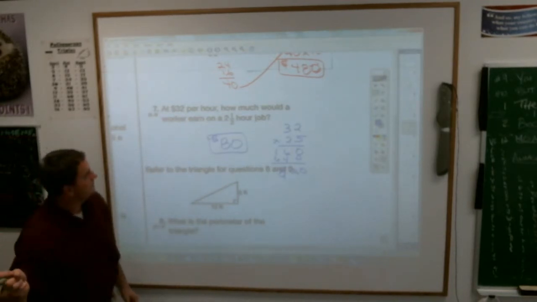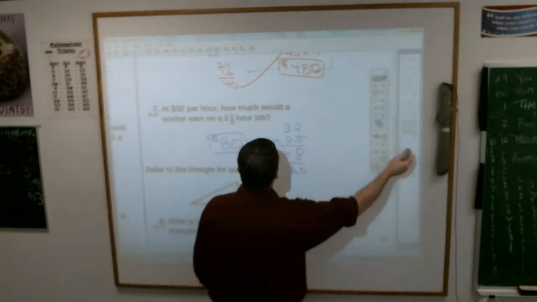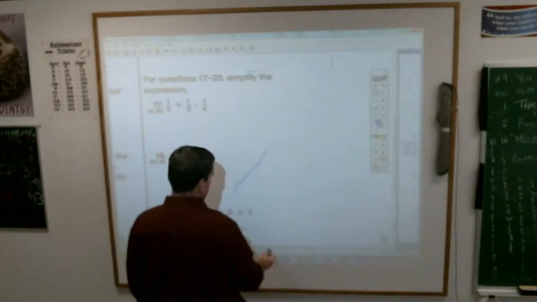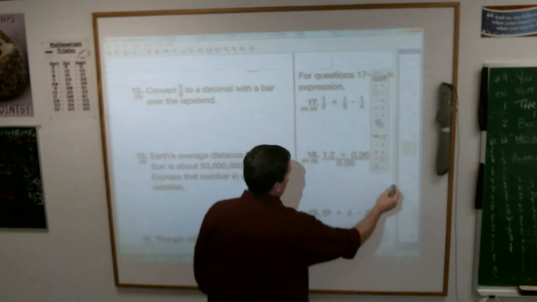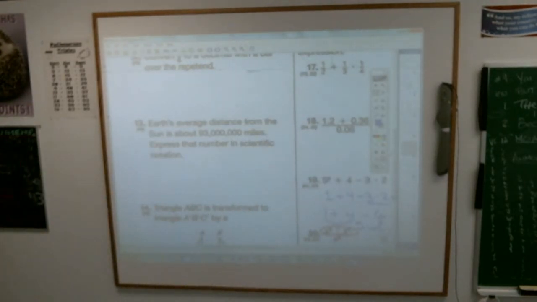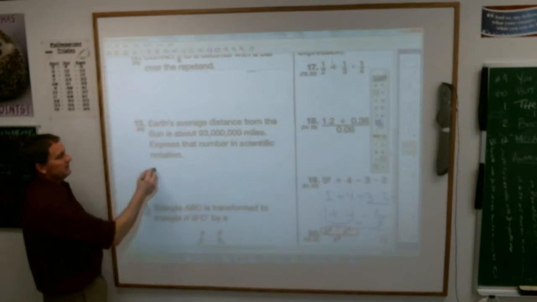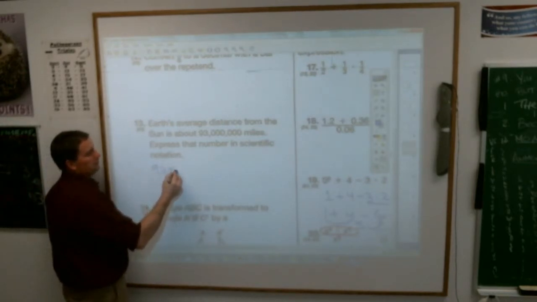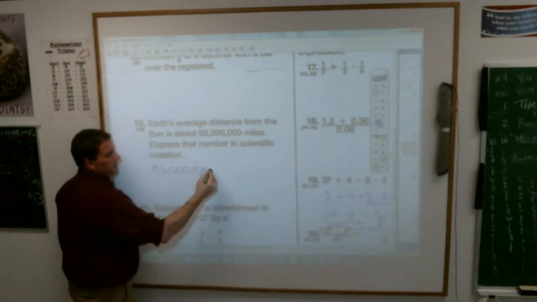Cameron, yeah, number 13. I would love to do number 13. That's why I'm here. Get over here. The Earth's distance from the Sun is about 93 million miles. Express that number in scientific notation. What are the fundamental rules of scientific notation?